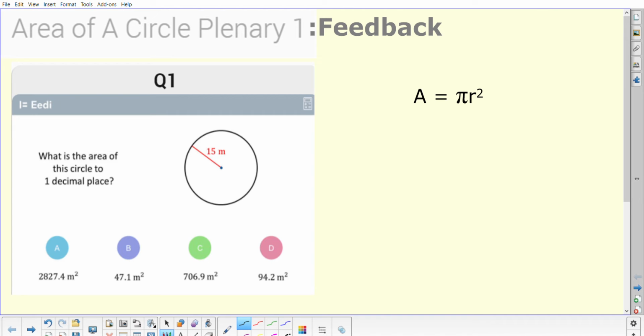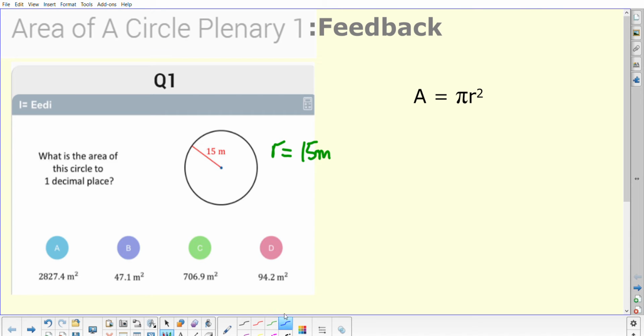And you have to also write your answer to 1 decimal place. You should be looking at that circle and noticing that the one piece of information you have been given, the 15 metres, is actually the distance from the centre to the edge, which is the radius. So we know that the radius is 15 metres.